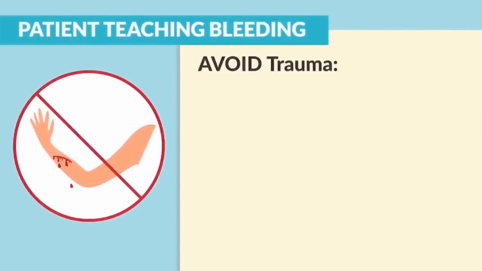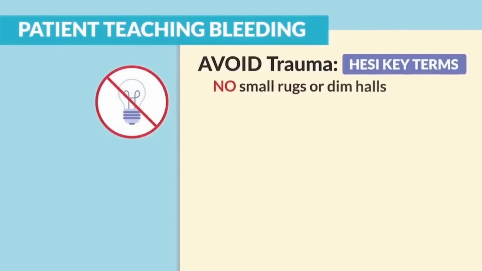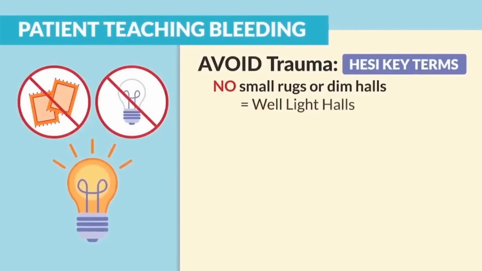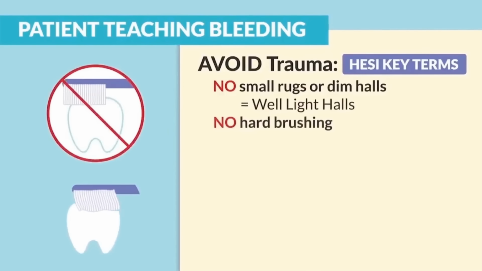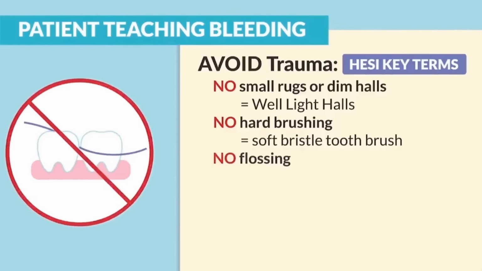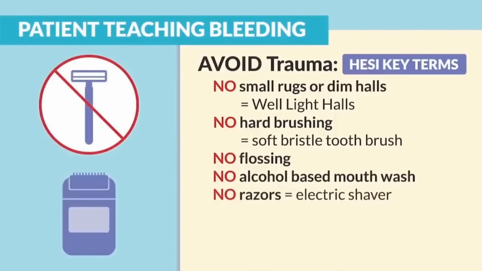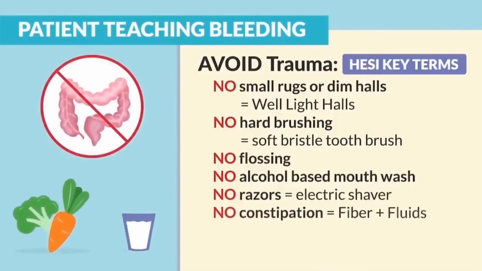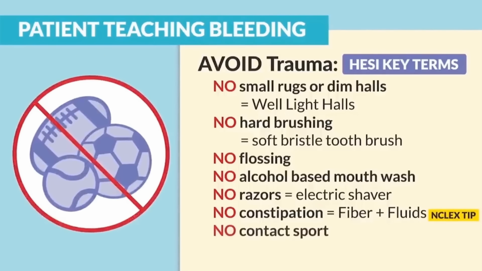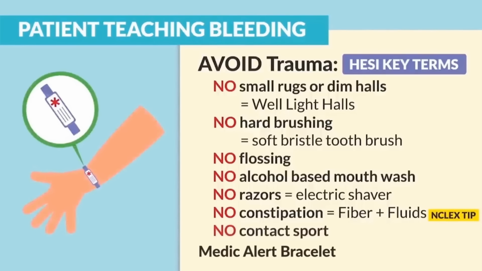Lastly, we avoid trauma, so the big key terms used on the HESI. No small rugs or dim halls. Always well-lit hallways. No brushing hard, we use a soft bristled toothbrush. No flossing. No alcohol-based mouthwashes. No razors, only electric shavers. No constipation, only fiber and fluids, guys. And no contact sports. And we always wear a medical alert bracelet.